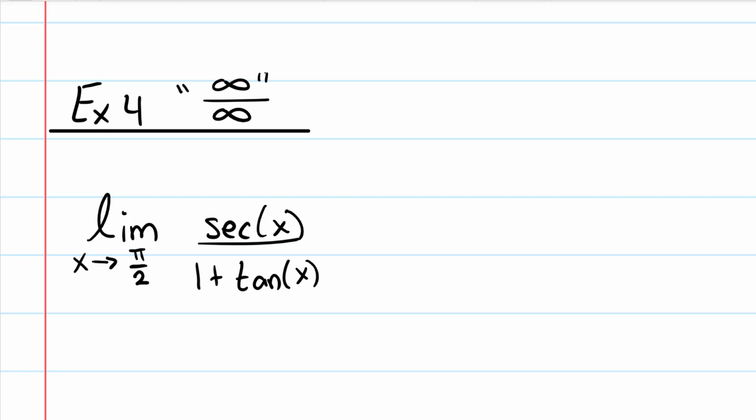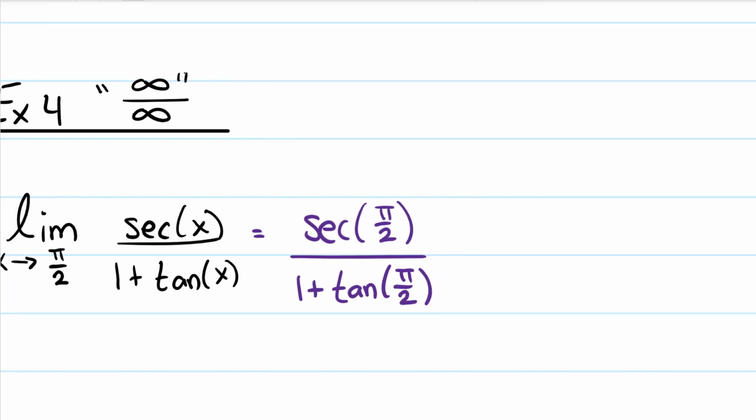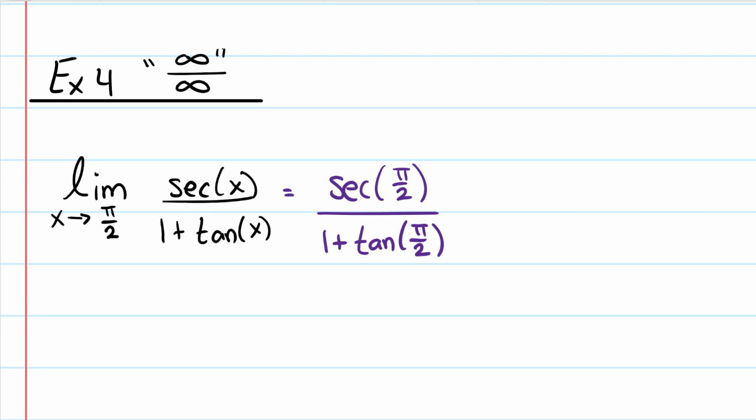So now what we're going to do is go ahead and try to use our direct substitution and see what happens. So if I plug this in, I get secant of pi over 2 divided by 1 plus tangent of pi over 2. And the easiest way to analyze this, to really see what's going on, is to go ahead and graph both pieces. So the first thing I'm going to do is graph secant. Well, if we graph secant at around pi over 2, it's going to look something like this.